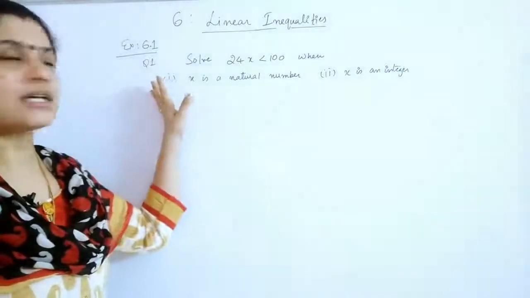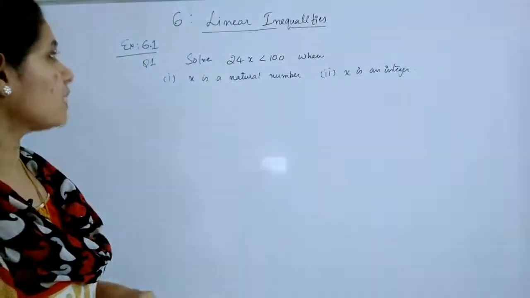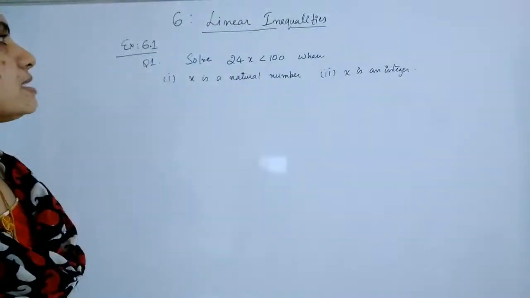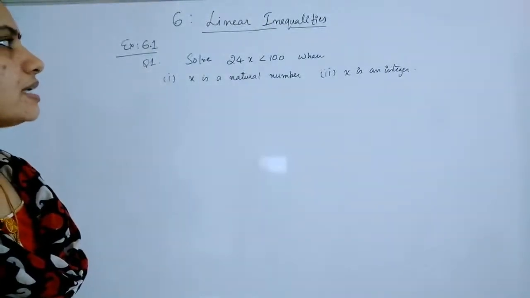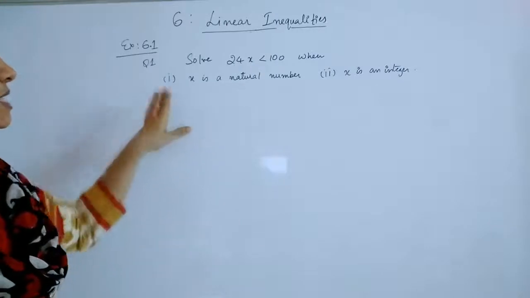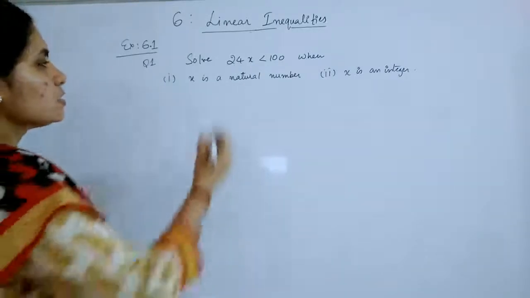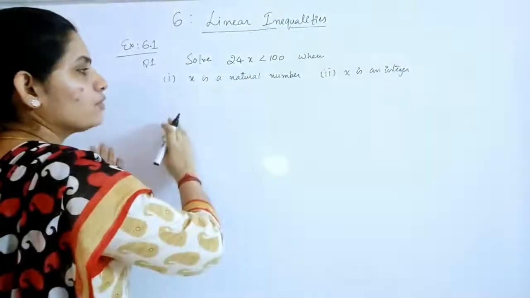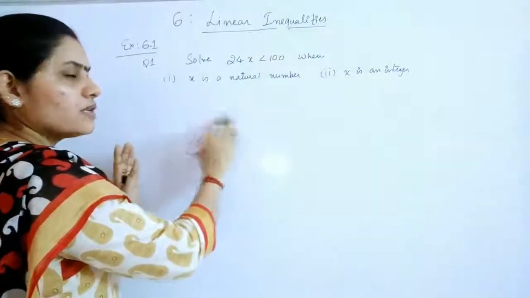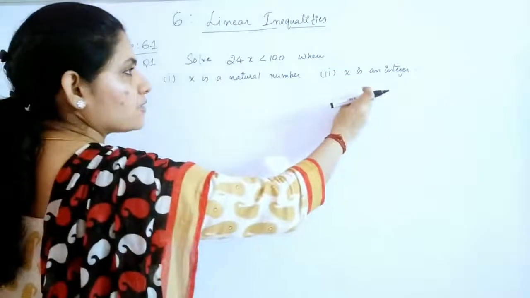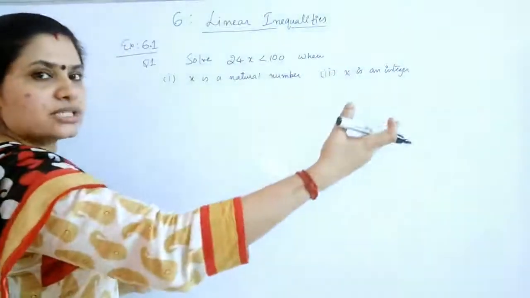Starting with the first exercise, that is exercise 6.1. Question number 1 is: solve 24x < 100 when the first subdivision is x is a natural number and the second one is x is an integer. When they say natural number, we have to get the solution which contains the natural numbers, and when it is integer, the solution set will be different.